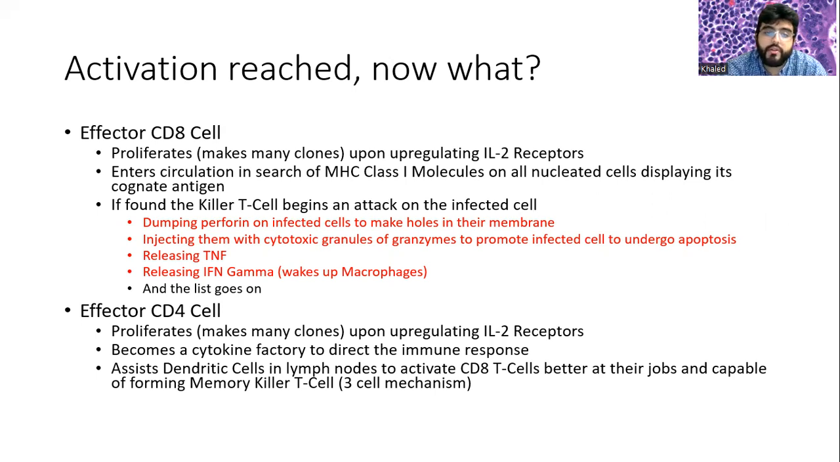It will enter the circulation in search of MHC class 1 molecules on all nucleated cells, displaying that cognate antigen that it initially encountered on the dendritic cell in the paracortex of the lymph node. So the target it identified is what it learns in the lymph node, and then it goes out into the periphery to find that target and kill it. So it's quite intense.